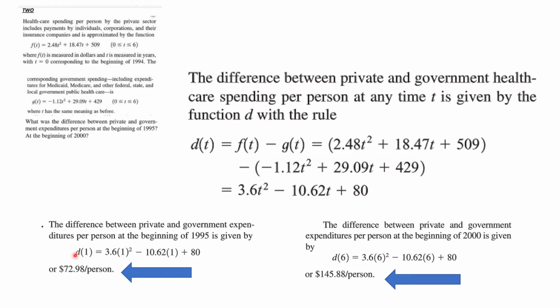So then you plug in 1, which was one of the questions that would be asked. So you plug it in, and the answer should have been 72.98 per person. And the other one, you were supposed to plug in 6, and the answer there would be 145.88 per person. There are 2 questions, so this would be a 10-point question: 5 for this correct answer and 5 for this correct answer.